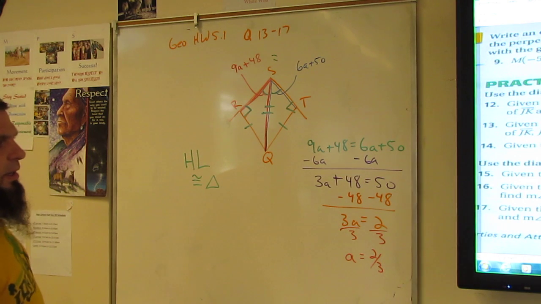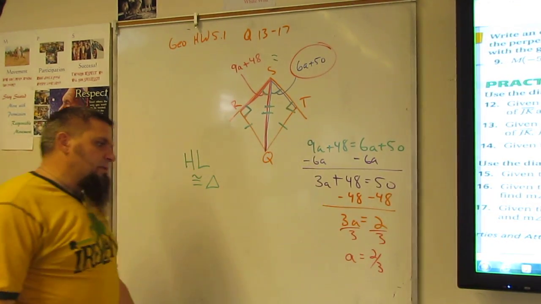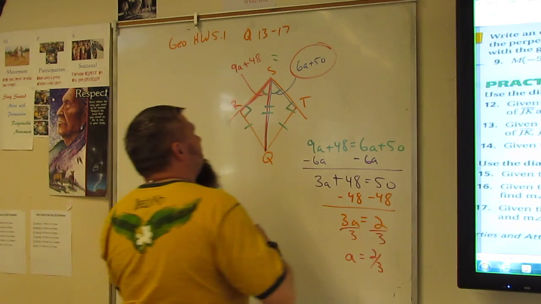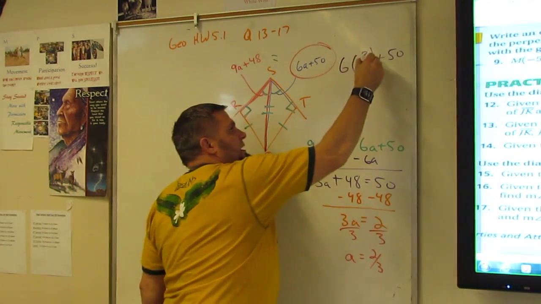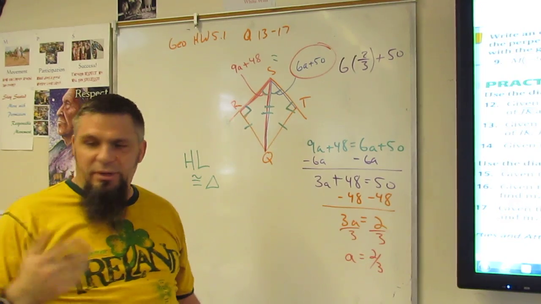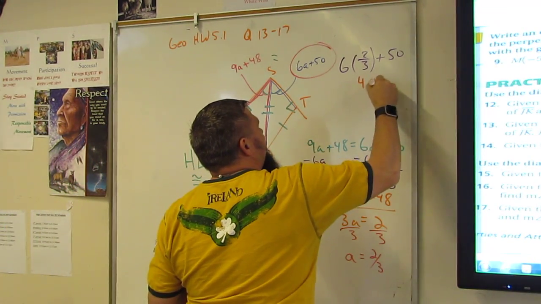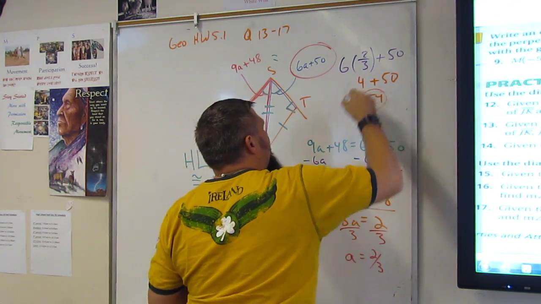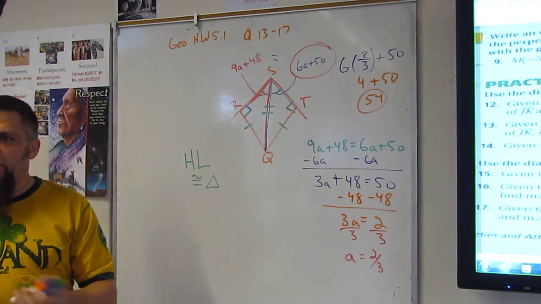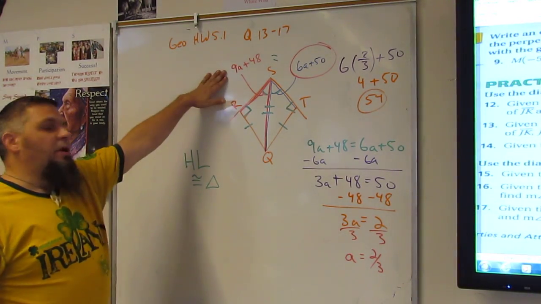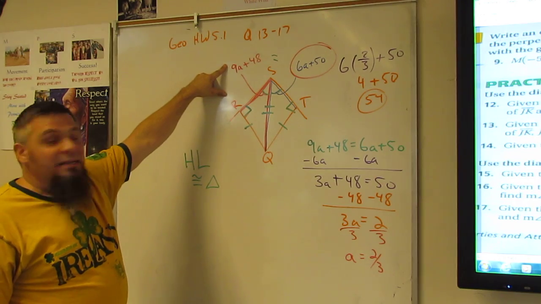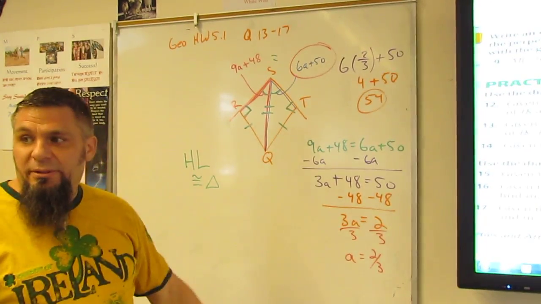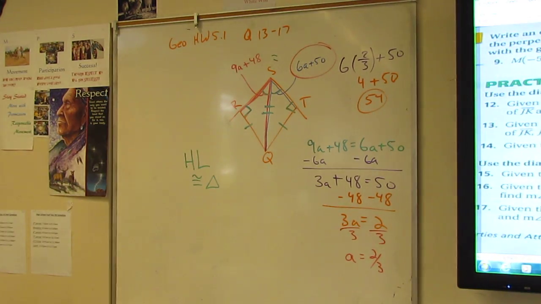Okay? It asks you to find QST. QST is the blue one. So we just plug that A in, right? So that's 6 times 2/3 plus 50. What is 2/3 of 6? 4. Okay. So we have 4 plus 50, which is 54. Okay. So this should also be 54, right? If I plugged in 2/3 in here, 2/3 of 9 is 6, and 6 plus 48 is 54 also. Does that make sense? Bingo.